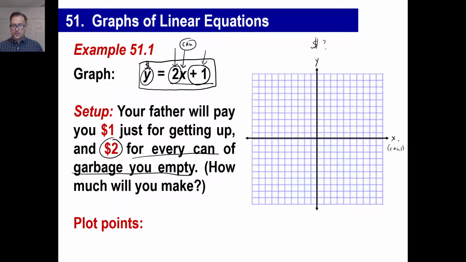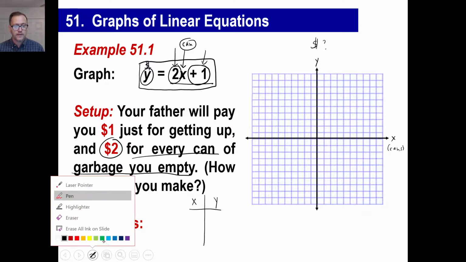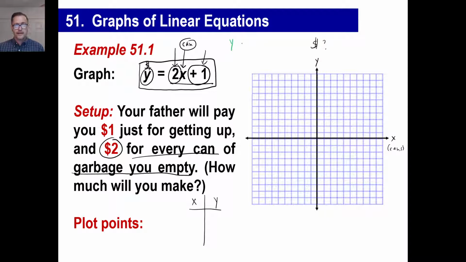So we can actually plot points doing this and figure out what to do. This is how I would set it up at first. Let's just make up some numbers. Plot yourself a little table like that. Do 3 of them. 3 of them will make you a pretty good line, all right? Let me use a green color so you can see it a little better. Let's say the money I'm making is equal to $2 times the number of cans plus $1 just for getting up, okay? And that's the amount of money I'm making.